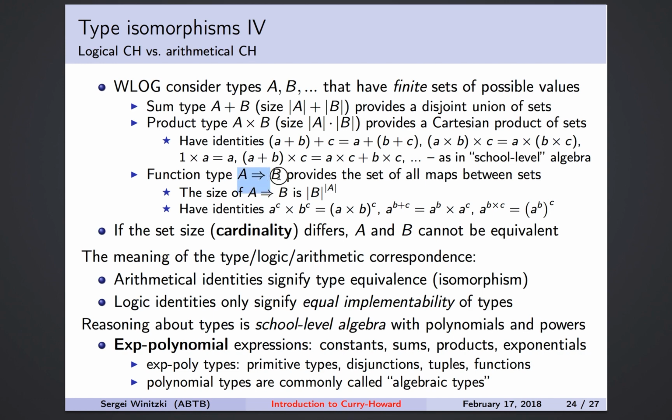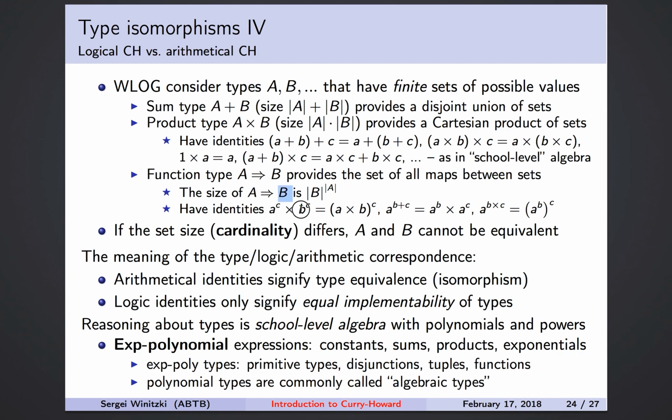The function type, very interestingly, also is described in the same way. It provides the set of all maps between the two sets of values. So, for example, from integer to Boolean, that would be all the functions that take some integer and return some Boolean. So that's the number of Boolean values to the power of the number of integer values. That's how many different functions you can have. That's a combinatorial number. So it's an exponential. And so the size of the type of function a to b is the size of the type b to the power of the size of type a.